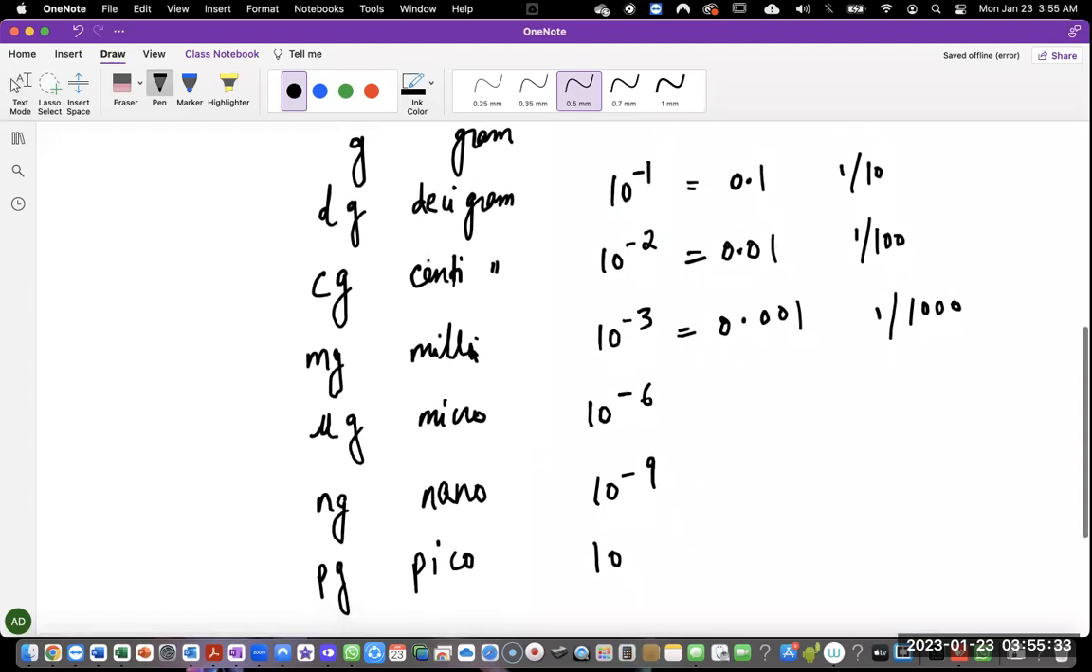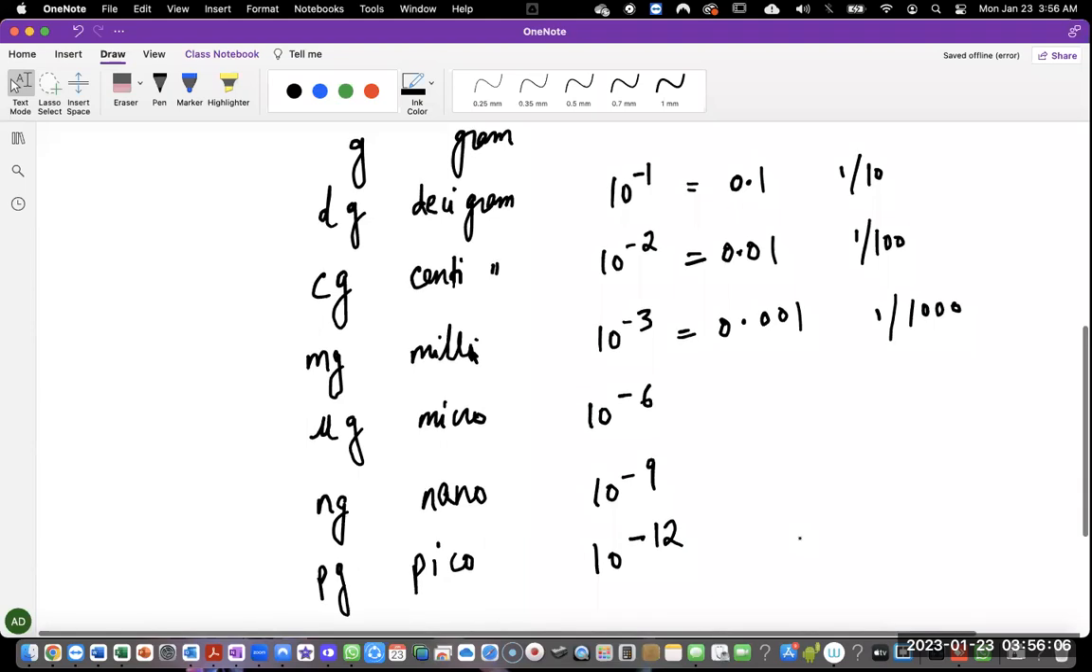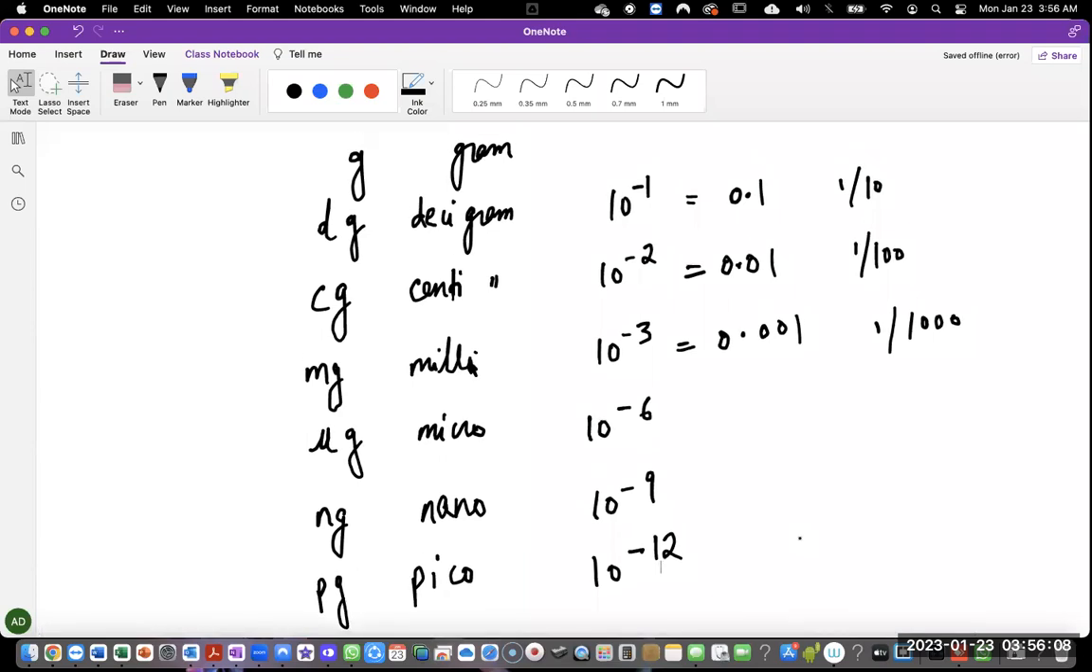And pico, what do you notice, guys, so far? Do you notice that for the first 3 units that we learned, the difference was 1? So -1 became -2. So there's a decline of 1. And -2 became -3, again a decline of 1. After that, do you notice that we're declining by 3? So -3 is becoming -6, and -6 is becoming -9. So what do you guess will be the next number? If you remove 3 from -9, it becomes -12. So this is the smallest prefix that you put in front of a base unit that we want to be aware of.